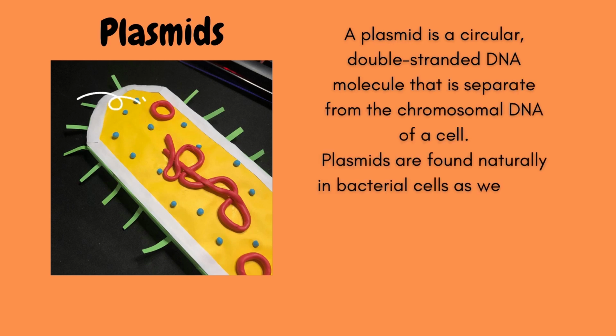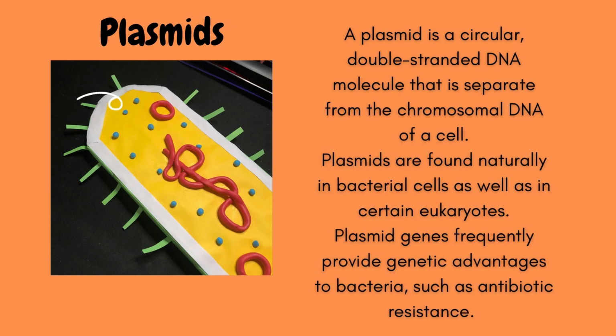Plasmids. A plasmid is a circular double-stranded DNA molecule that is separate from the chromosomal DNA of a cell. Plasmids are found naturally in bacterial cells as well as in certain eukaryotes. Plasmid genes frequently provide genetic advantages to bacteria such as antibiotic resistance.